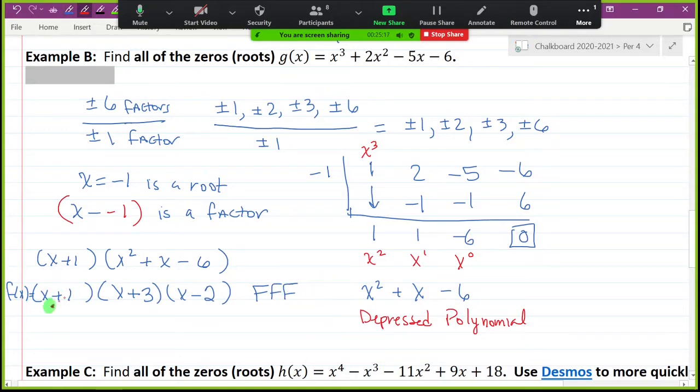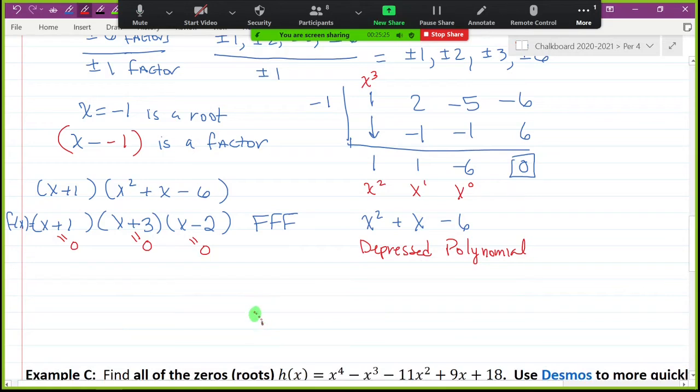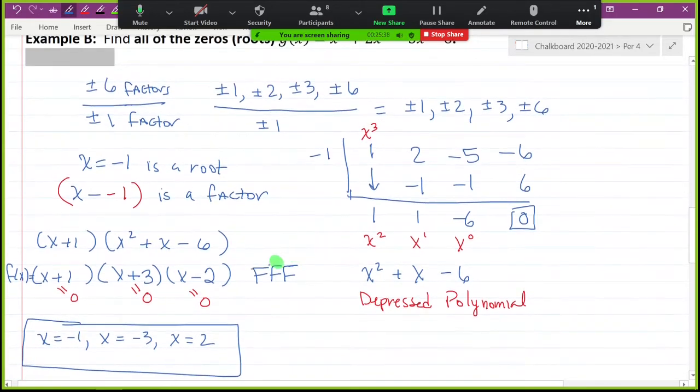And we're going to set all these equal to 0, because if y is 0, then all the factors can equal 0. And we'll use the zero product rule. And that means our roots are now x equals -1, which we already knew because we got it up here, x equals -3, and x equals +2. And by the way, are all those numbers on the original list up here of the possible roots? Yeah, they are. If you had checked all of these, you eventually would have gotten all 3 of these.